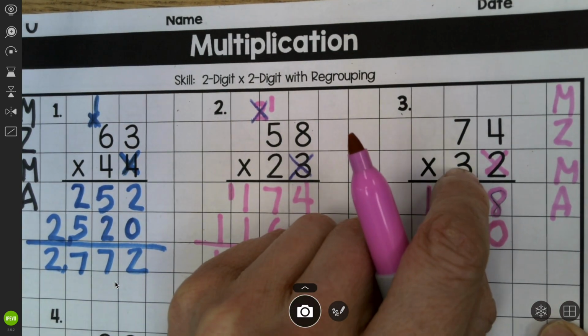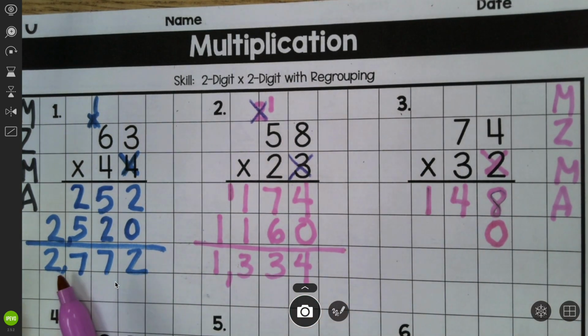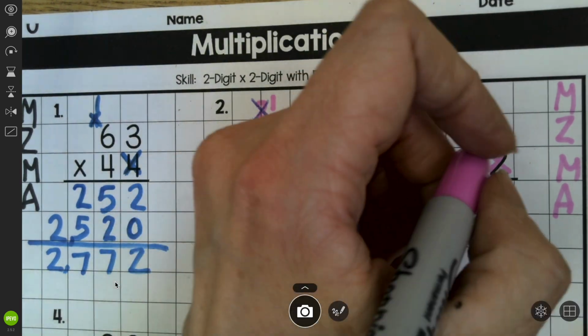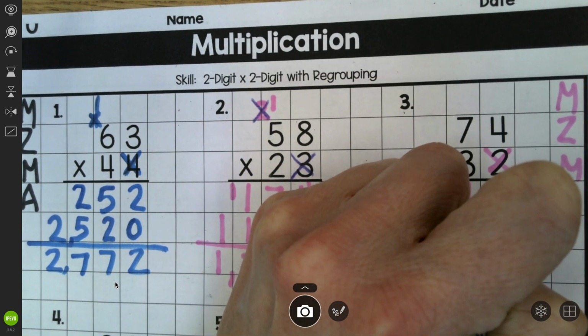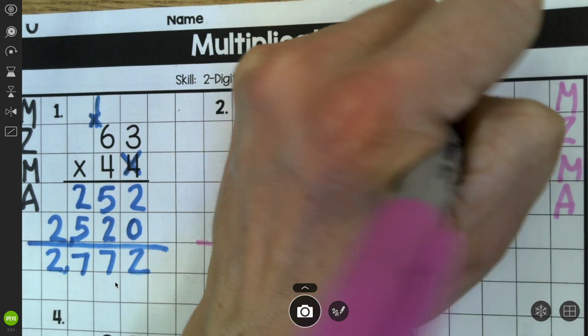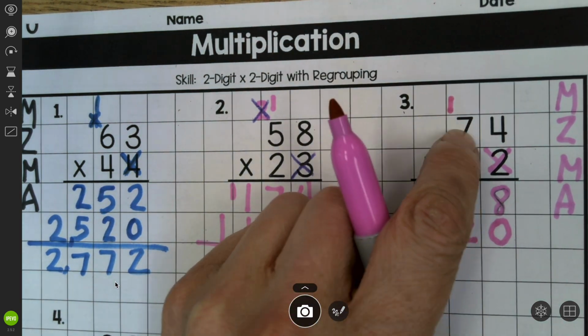Okay, here we go. 3 times 4. 3, 6, 9, 12. Stop. 12. Put a 2 in the ones place. Carry the 1. 3 times 7.